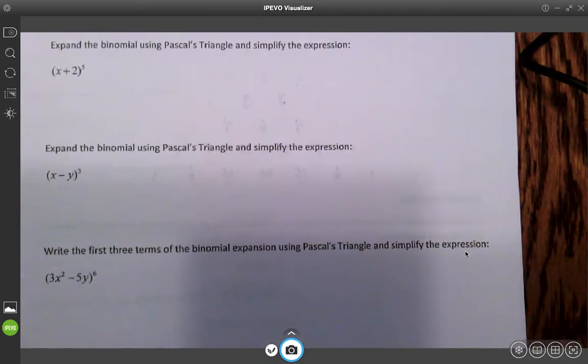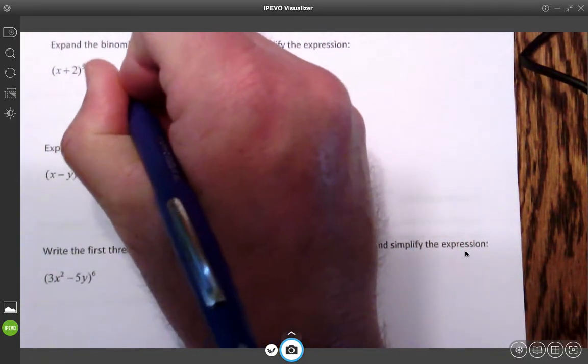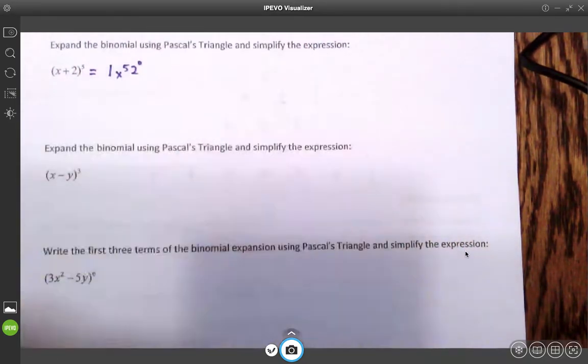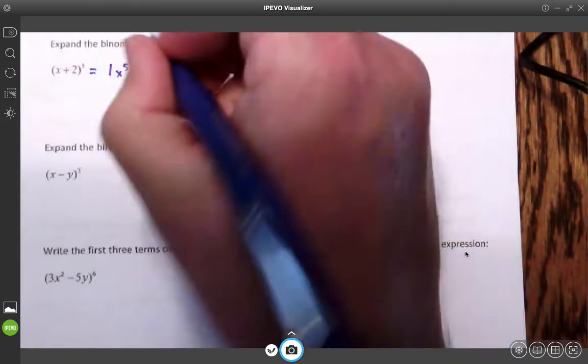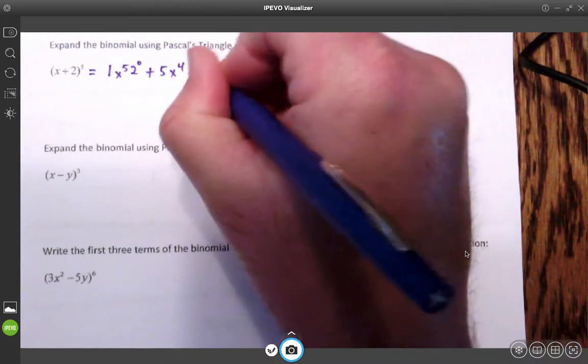Oh, so now we actually have some numbers. Well, let's write this out. X plus 2 to the fifth would literally mean x plus 2 times x plus 2 times x plus 2 times x plus 2 times x plus 2. Well, we have a shortcut now. So we know that that's going to be 1x to the fifth, 2 to the 0, right? Plus 5x to the fourth, 2 to the first.